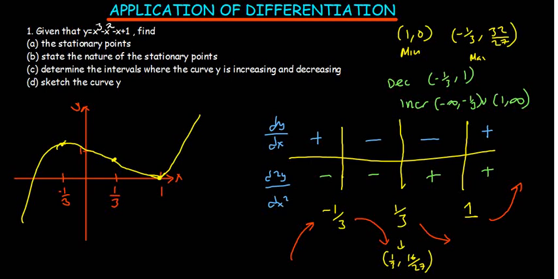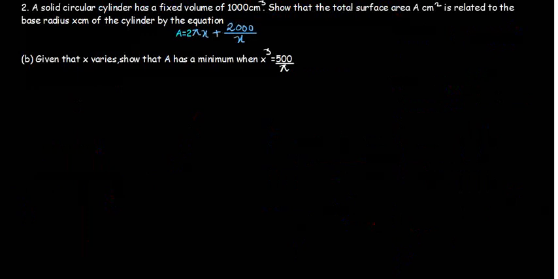In the previous video, I just went over the first question of the applications of differentiation. Now let's continue with question 2. A solid circular cylinder has a fixed volume of 1000 cubic centimeters. Show that the total surface area is related to the base radius x, so the area is in terms of x by this equation.